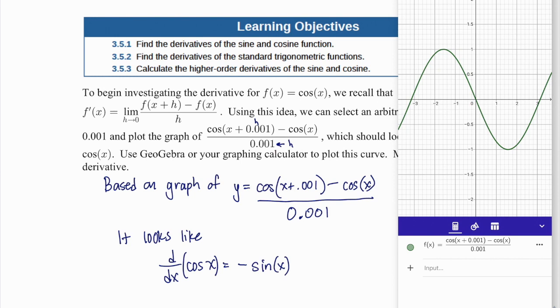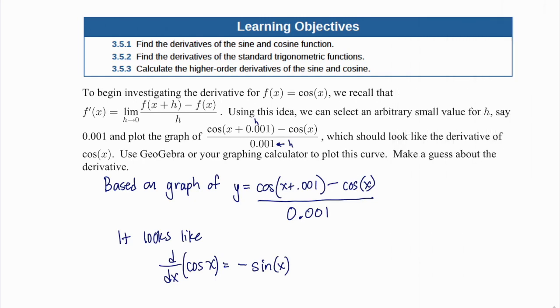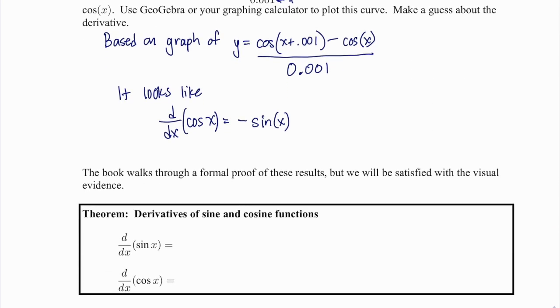And that is correct. So again, we're not going to go through a formal proof, but based on this graph, we would say it sure looks like the derivative would be the opposite of sine x, and that's exactly what it is. So we just kind of investigated the derivative for cosine, which is the opposite of sine of x. The derivative for sine is cosine without the opposite sign.